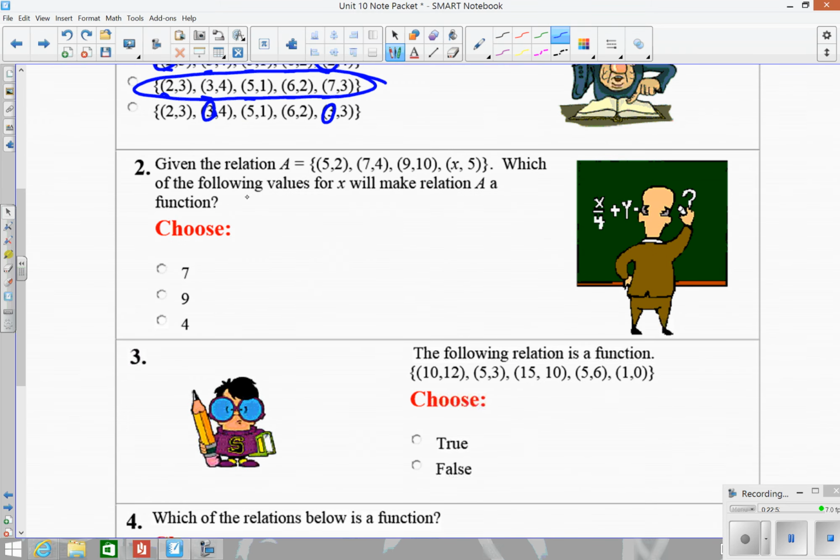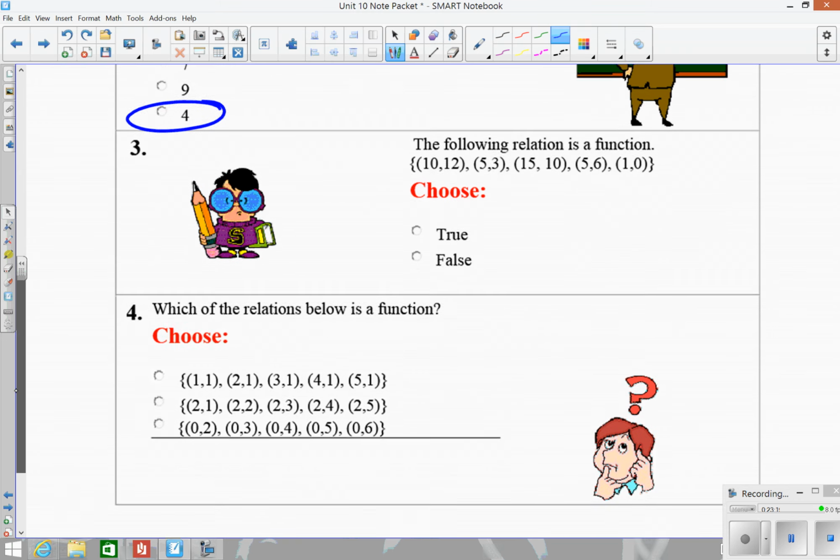For number 2, the answer should have been choice 4, because you're trying to figure out which x value will make this relation a function. If you plug in 7, then this will be an issue. And if you plug in 9, then this will be an issue, because then you would have two of the same inputs, basically meaning that one input has multiple outputs. So 4 would work, and it would be a function.